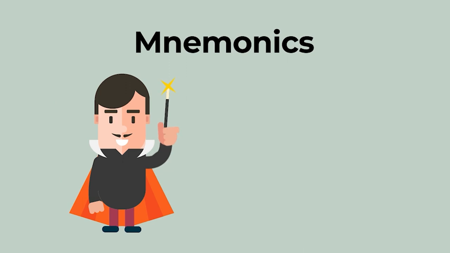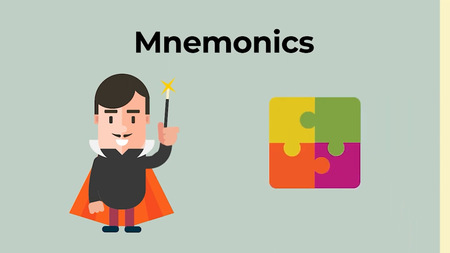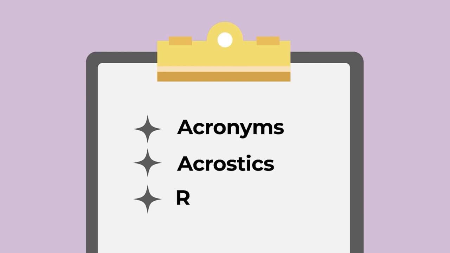Mnemonics are tricks that you can use to help remember larger pieces of information. They are especially useful for remembering lists, steps, and stages. Mnemonic devices can include things like acronyms, acrostics, and rhymes.